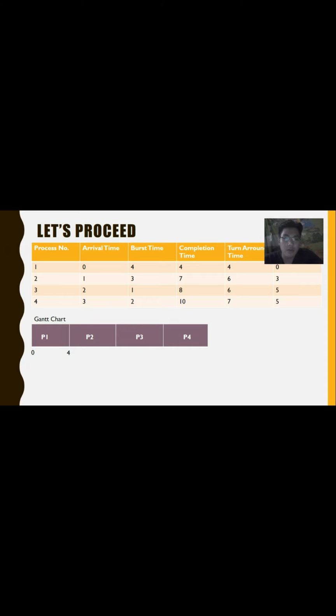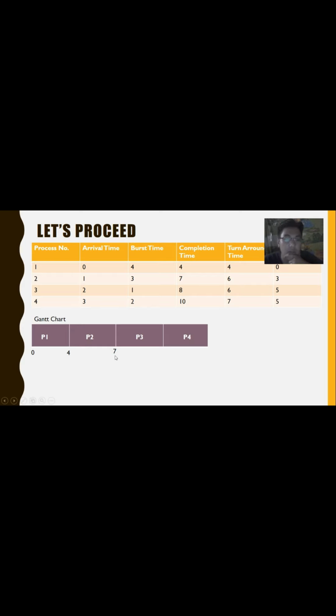Then the next one, how much time does P1 require to reach P2? We only have to add the completion time of 4 and the burst time of P2. So the answer is 7.